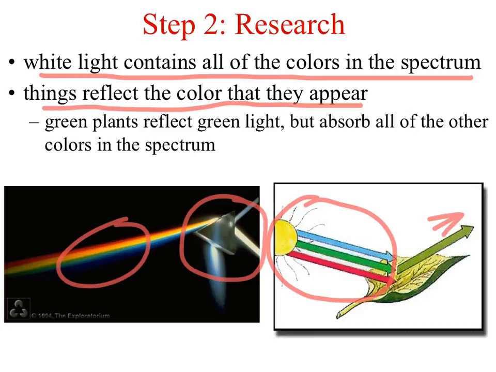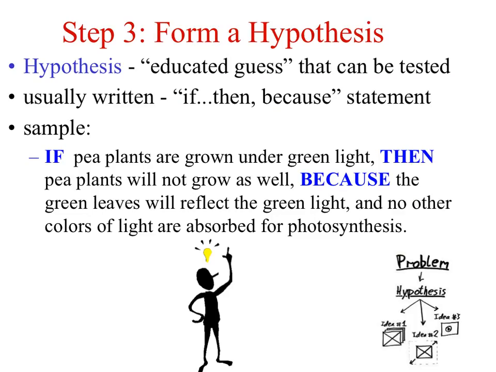You can see that right here. So that may help me come up with my hypothesis. I know that green things reflect green light, so I want you to stop and think for a minute. Do you think green light will help plants grow if they need light to grow, but they're reflecting green light instead of absorbing green light for photosynthesis? So I want you to think about that for a minute, because that will help us form our hypothesis.